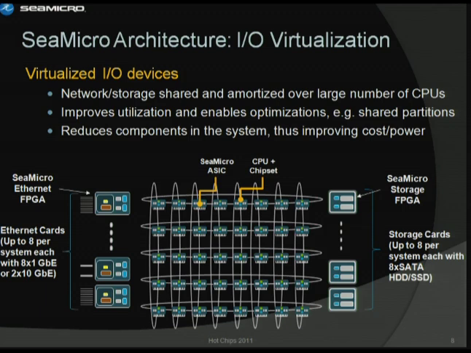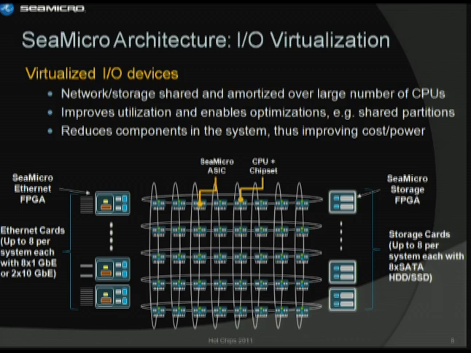The final piece of the puzzle is the I/O virtualization. So I/O virtualization helps us share network as well as storage I/O across all these CPUs, thereby reducing power as well as cost. Sharing I/O also helps us improve utilization of the I/O and enables new optimizations such as shared disk partitions. So the figure here shows a logical representation of the SeaMicro chassis. We have a very large number of CPUs and their associated chipsets interconnected in a 3D torus using the SeaMicro ASIC.